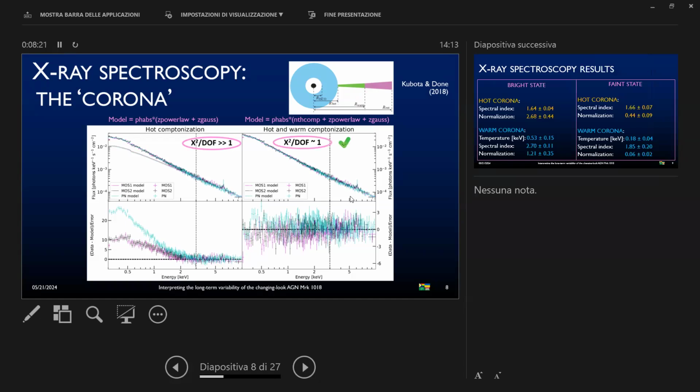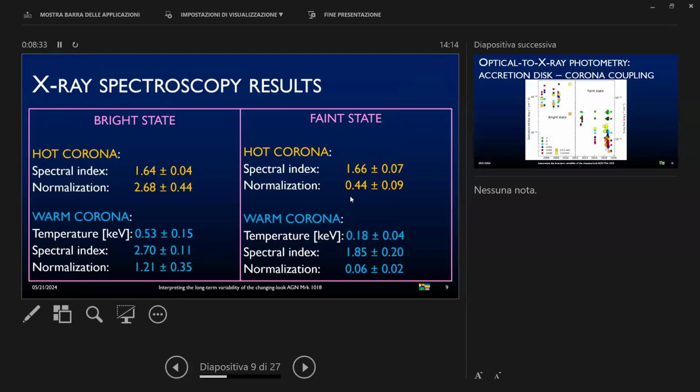And we can also systematically apply this model to all our X-ray spectra taken in the bright and the faint state, and see how the properties of the two coronas have varied in the transition between the bright and the faint state. And this is the result. So the hot corona basically remained unchanged because the spectral index is the same. But the normalization, which is basically a measurement of the brightness of its emission, becomes significantly lower.